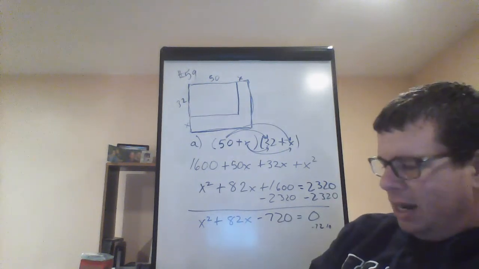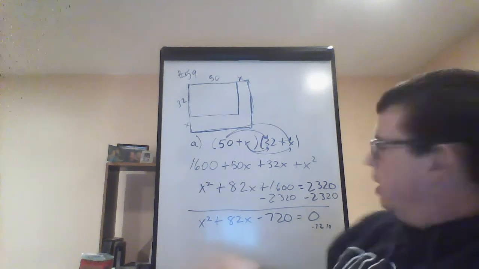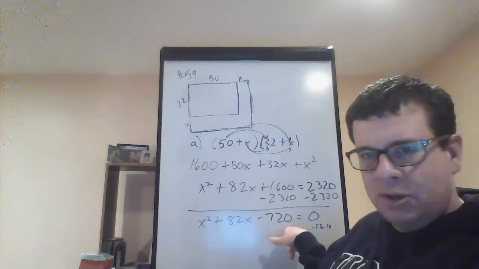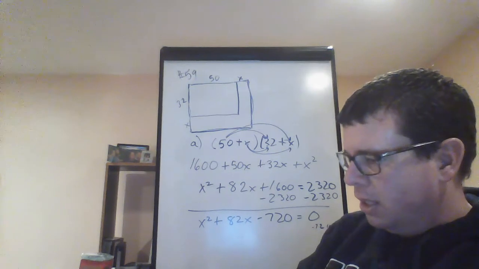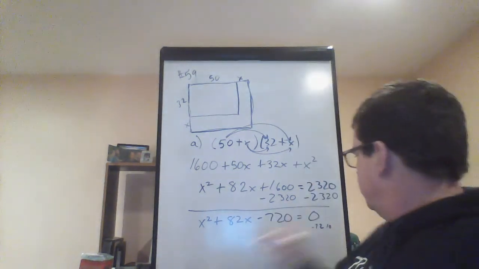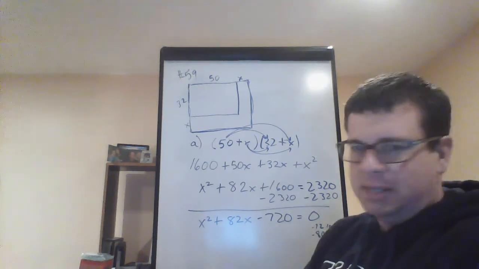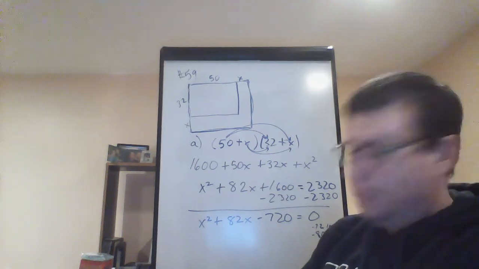So rather than 10, I'm going to try 9. 720 divided by 9. Pretty sure that'll go into it because 9 will go into 72. So 9 has to go into 720. I get 9 and 80. All right, so that would be negative 80 and 9. All right, those don't add up to negative 82. They add up to negative 71.